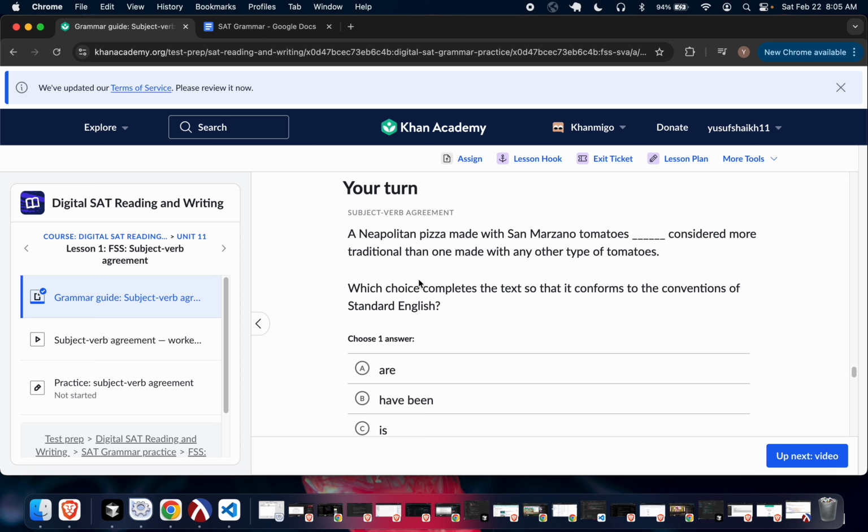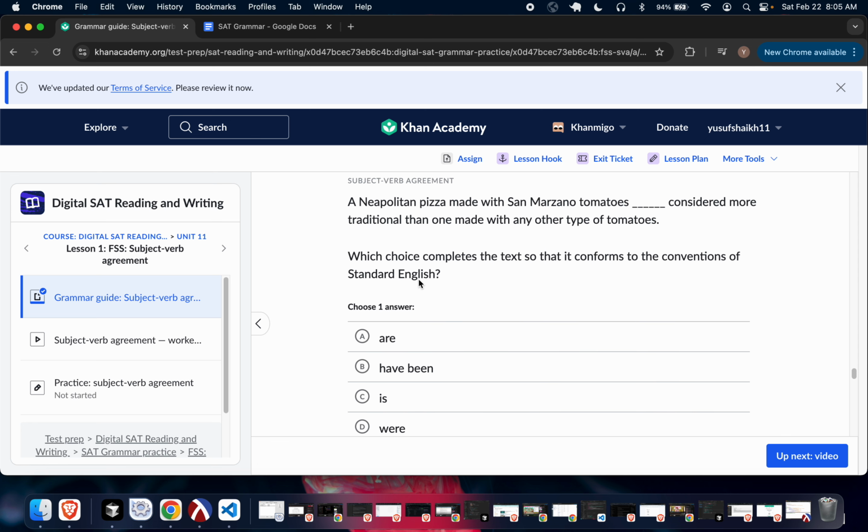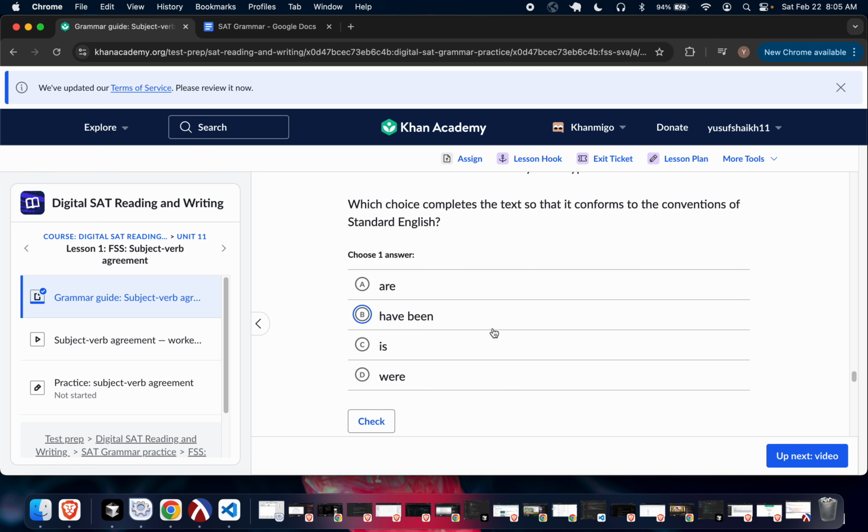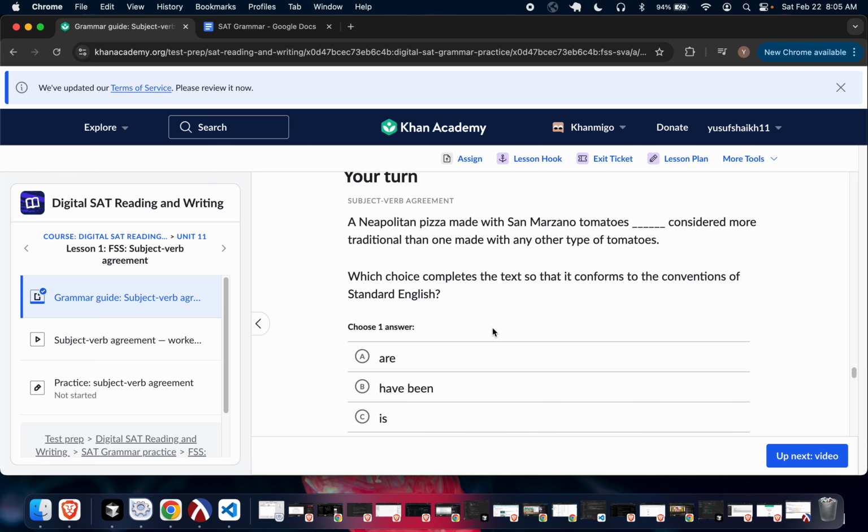A Neapolitan pizza made with San Marzano tomatoes can blank considered more traditional than the one made with any other type of tomatoes. And we can see that we have different tenses of the same verb, right? So let's see this. A Neapolitan pizza made with San Marzano tomatoes. So notice how the subject of the sentence is a Neapolitan pizza, right? That's the subject of the sentence.